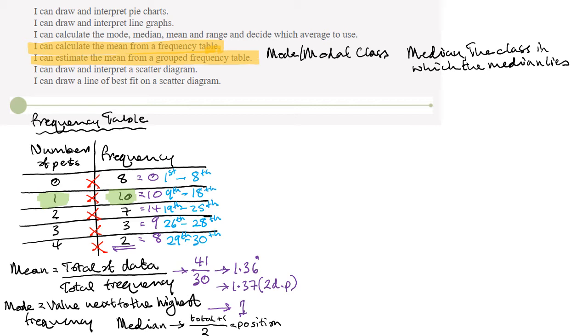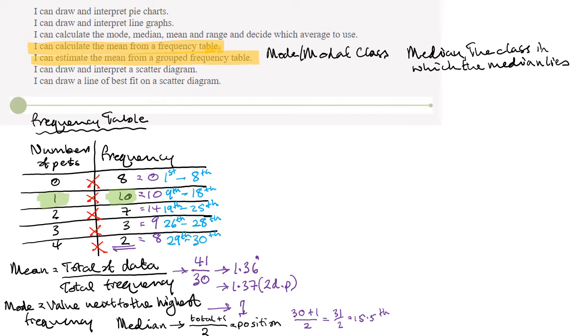Now in this example, my total frequency is 30. I add 1 to that, divide by 2, so that's 31 divided by 2. That will give me 15.5. So the position of the middle number is the 15.5th number. So I'm going to use my table to work out where it is. Is the 15.5th number here? No. Is it here? Yes. The 15.5th number is in between there somewhere. So the median is 1 in this example.